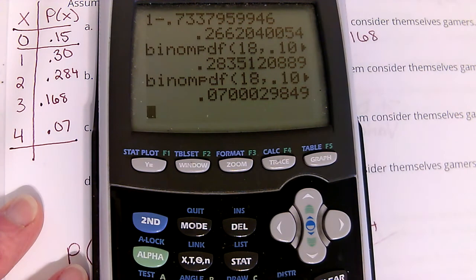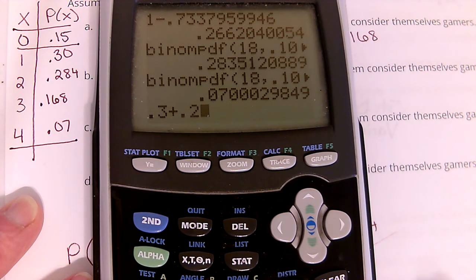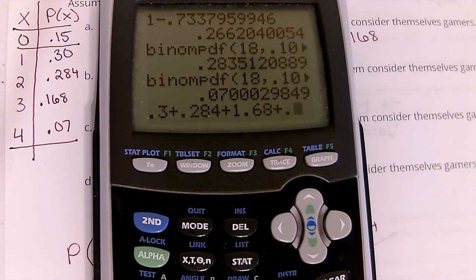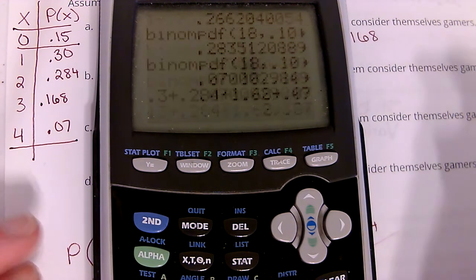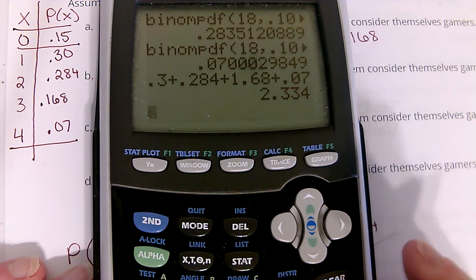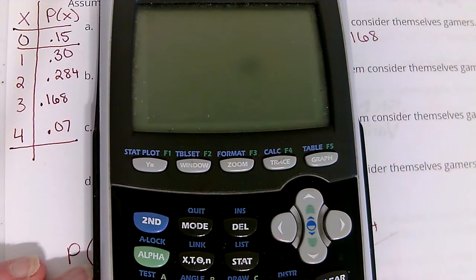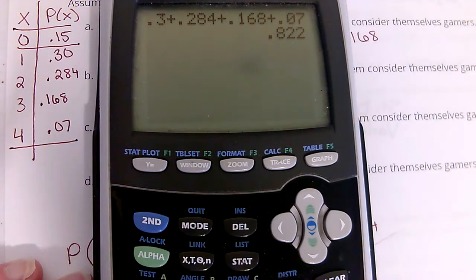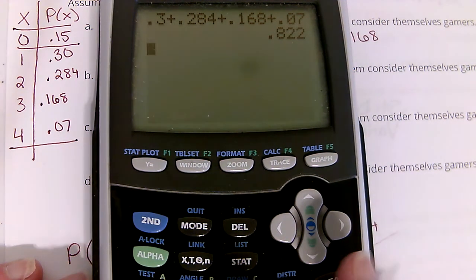So between 1 and 4, 0.3 plus 0.284. So you could make a table. Uh-oh. Did I type something in wrong? I did. Because it should never be bigger than 1. I put my decimal in the wrong spot. That should be 0.822. Okay.